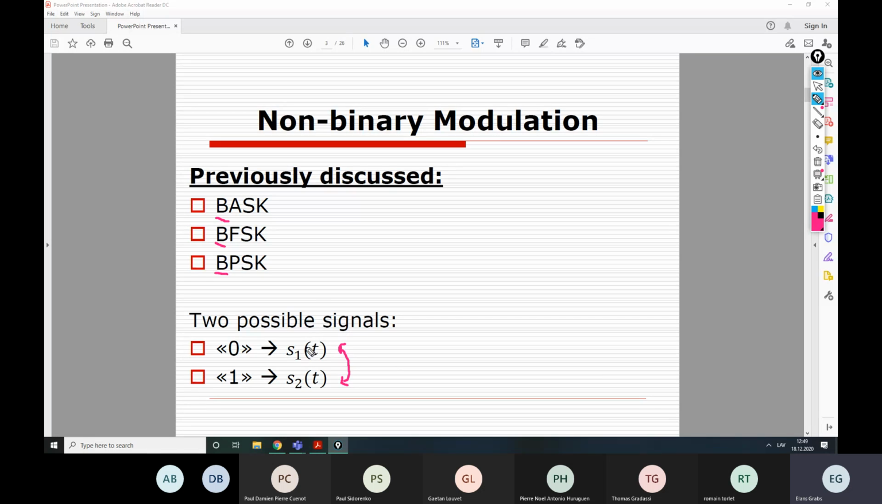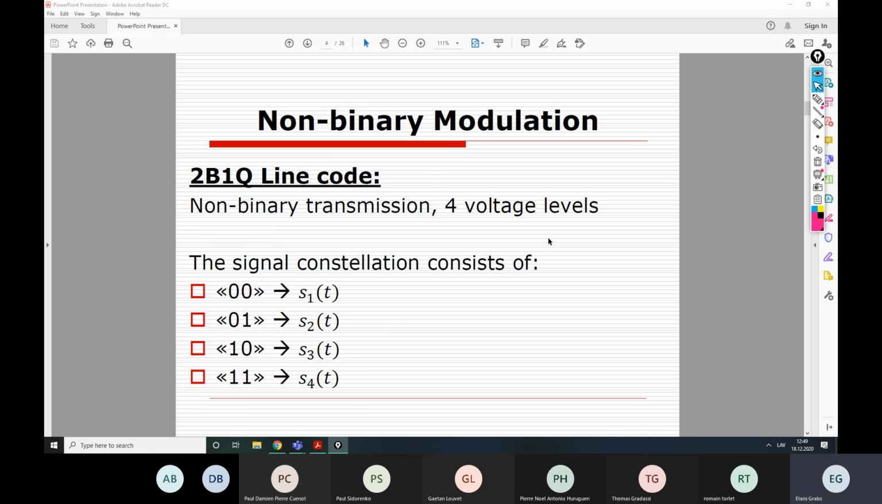For non-binary modulation types, we now can load much more than just one bit into each signal. And also, we will need accordingly many more signals for this. So the idea is very simple. This allows us to increase the data transfer rate. So basically, we want to transmit data faster. So now, instead of two signals with one bit per each signal, we design 4 different signals.